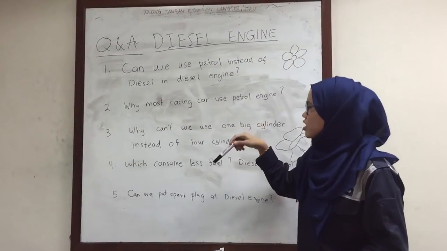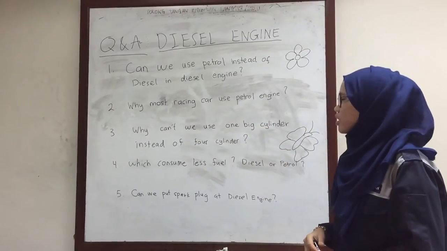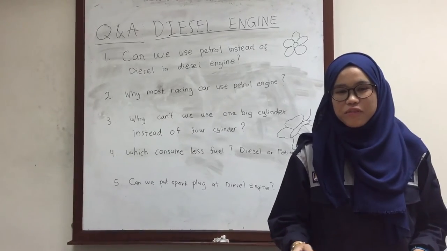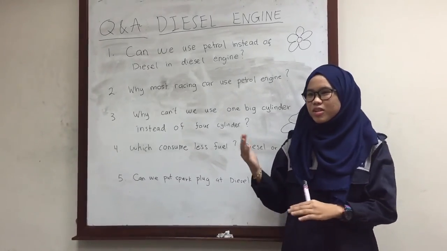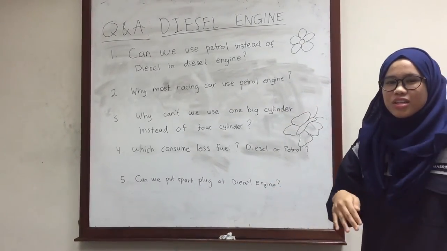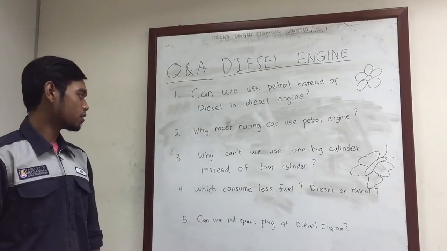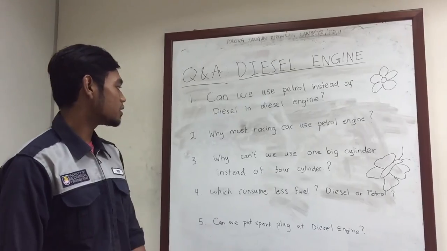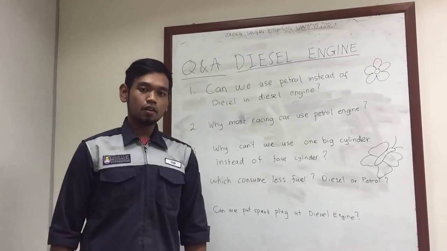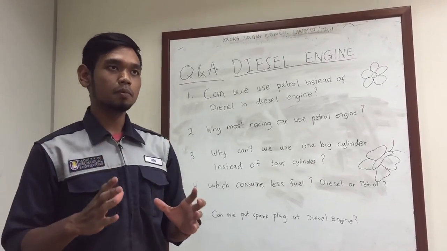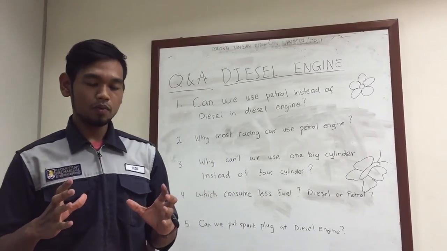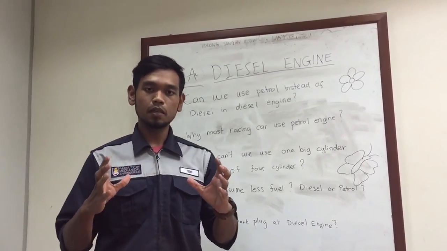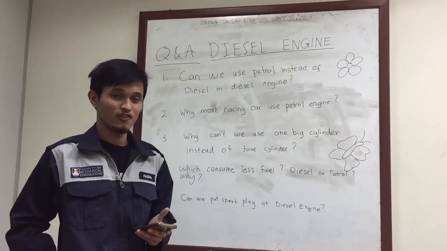Second question, why do most racing cars use petrol engines? The answer is diesel engine is heavier compared to petrol engine. That's why they use petrol engine instead of diesel engine. The third question is, why can't we use one big cylinder instead of four cylinders? If we use one big chamber, we create a large combustion effect. This damages the engine.